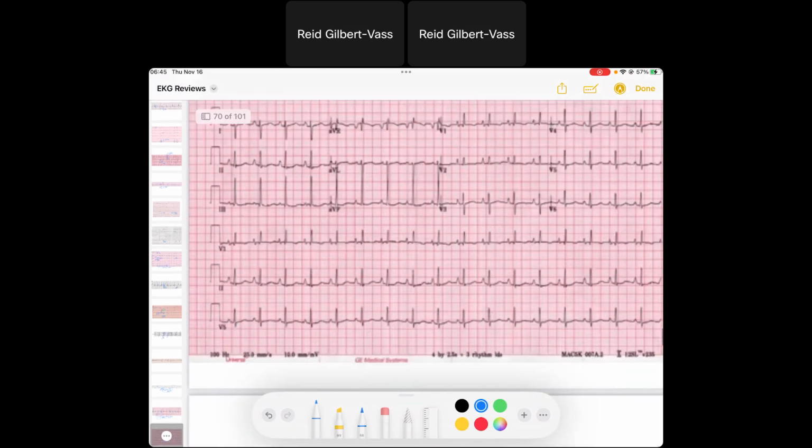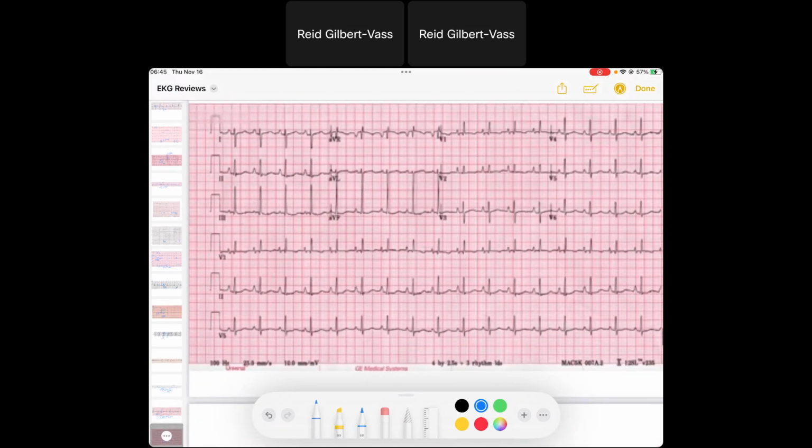All right. So we've got a regular rhythm. Rate is about 100 beats per minute. We've got upgoing P waves in one, upgoing in AVF. So this is sinus tach. We've got normal PR intervals, so our AV node's doing well.